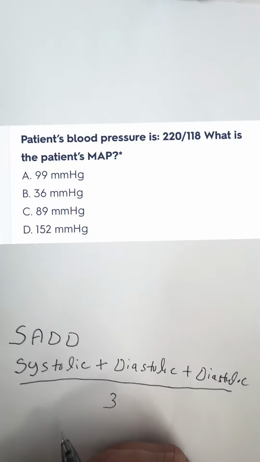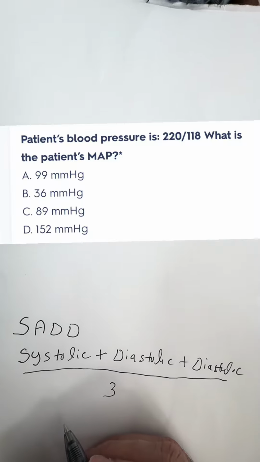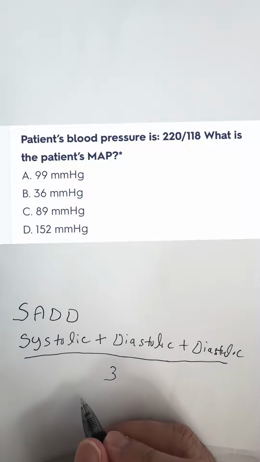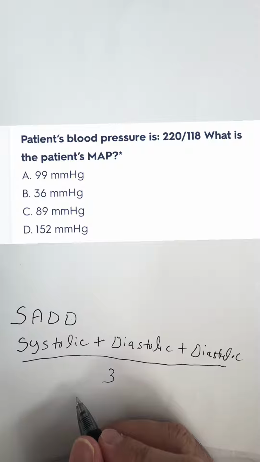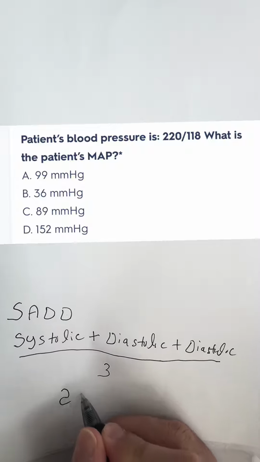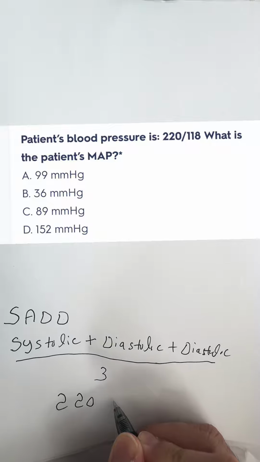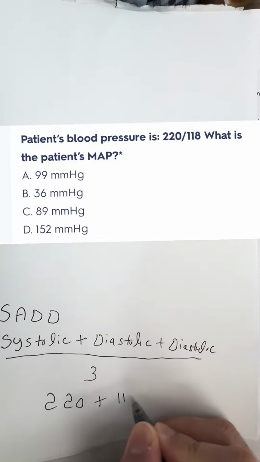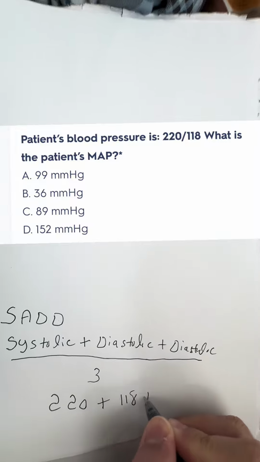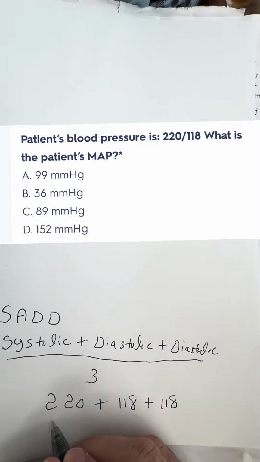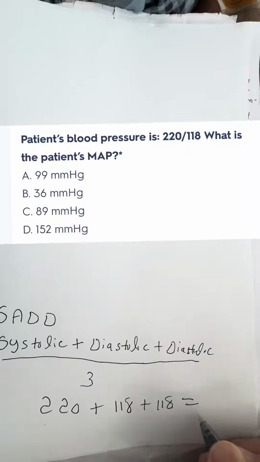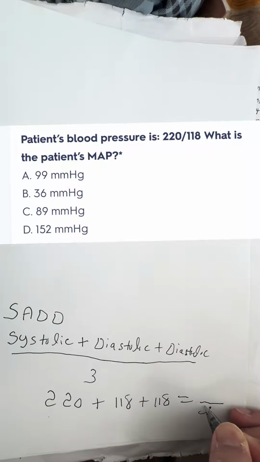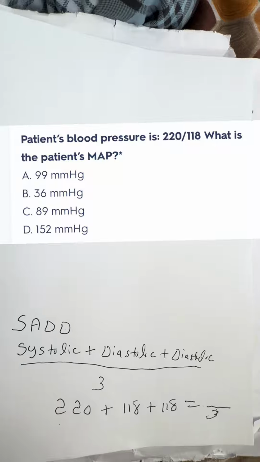So now let's practice. First question. Patient's blood pressure is 220/118. What is the patient's mean arterial pressure? During your NCLEX exam, they're gonna give you a question like this kind, so you have to solve it. What is the systolic blood pressure? Systolic is 220, right? Then A is for add plus diastolic, which is 118, and then another diastolic, plus 118 again. Whatever answer you get, you have to divide by 3. Let's calculate this number first.